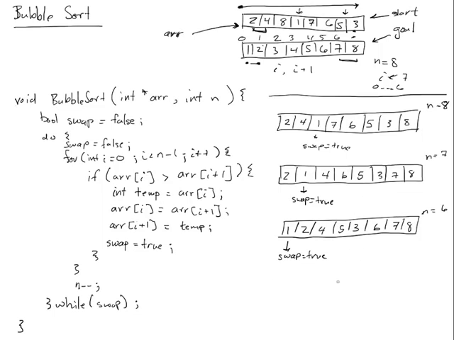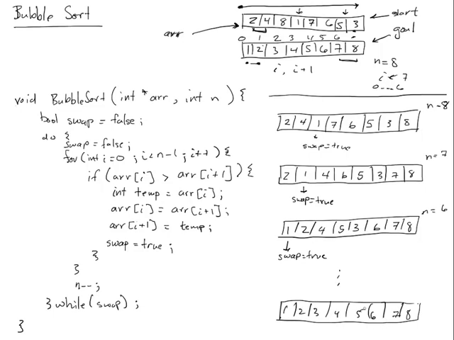All right, so this is going to continue on, and we are going to eventually end up with our nice fancy array that is in sorted order. 1, 2, 3, 4, 5, 6, 7, and 8. So that right there is bubble sort.